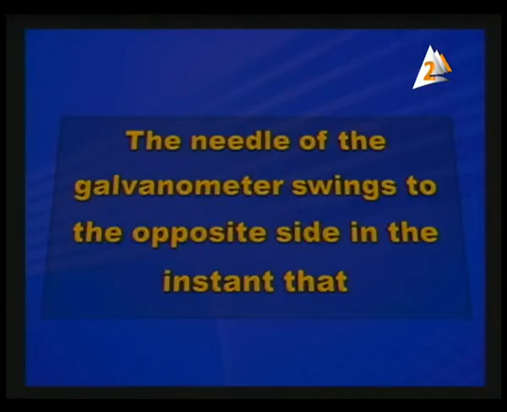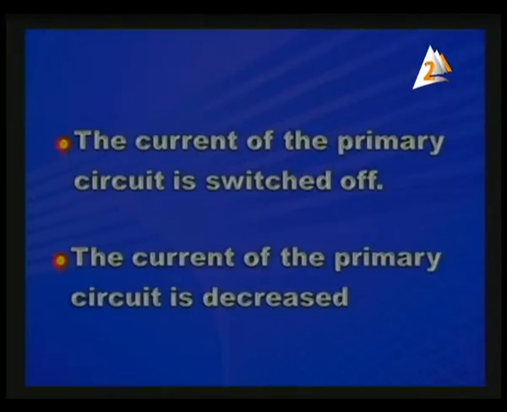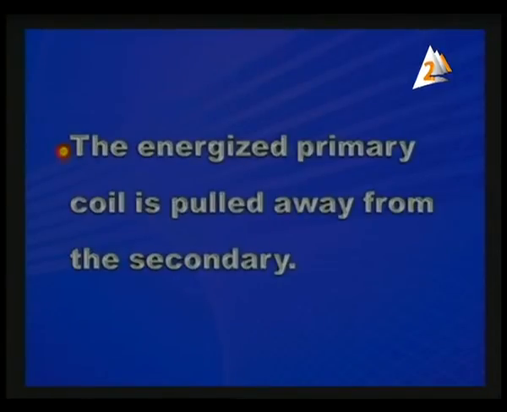Also, your attention please. We observed that the needle of the galvanometer swings to the opposite side in the instant that we've got another three cases. Yes, when the current of the primary circuit is switched off, the current of the primary is decreased, or the primary circuit, which is energized, is moved away from the secondary.